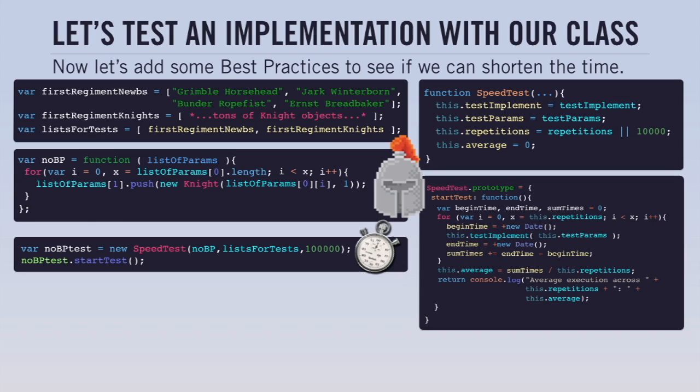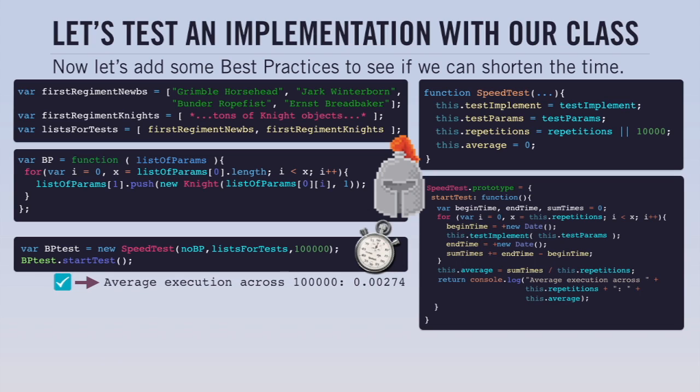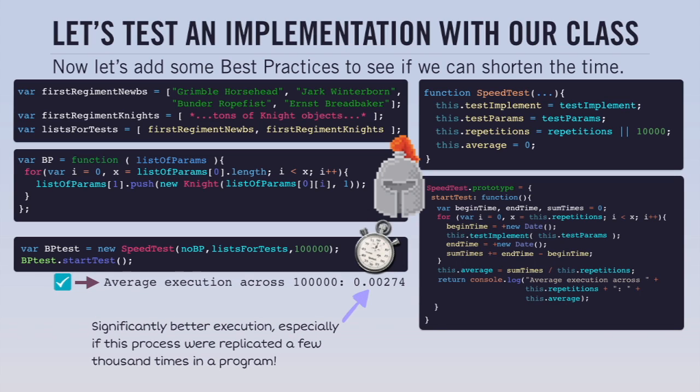Magical and efficient. Now we probably need to change the names of our test function and our speed test object because it no longer has no best practices, now it has some best practices. So we'll call it BP and BP test. And now when we actually call our start test on our BP test object on 100,000 repetitions, we get 0.00274, which is a significantly better execution, especially if this process were replicated a few gazillion times up in a program.